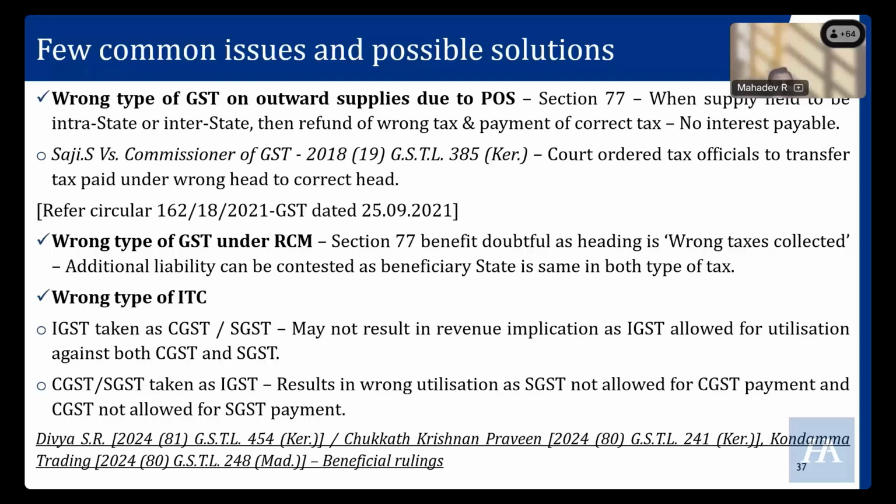Say there is 100 rupees IGST to be taken, but I have done 50 rupees IGST, 50 rupees SGST. In that case, total amount is matching and there is no revenue loss. For that reason, any additional liability should not be demanded. So this was the ruling in most of these cases.